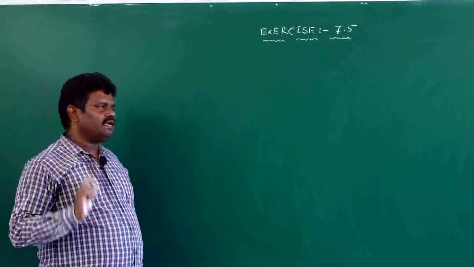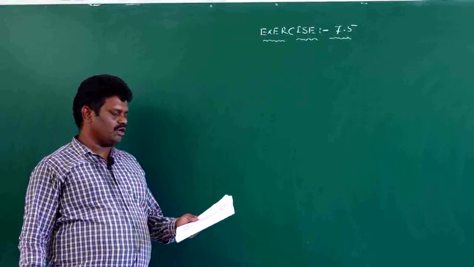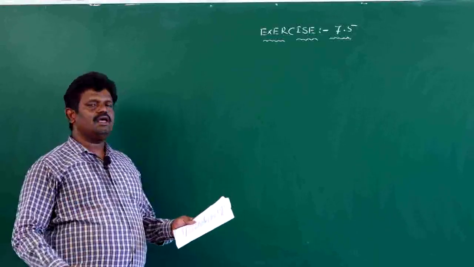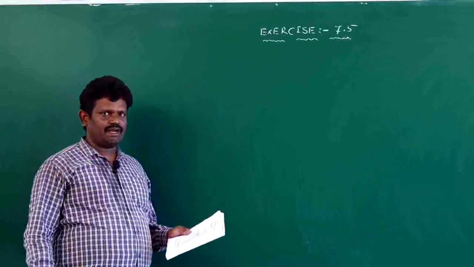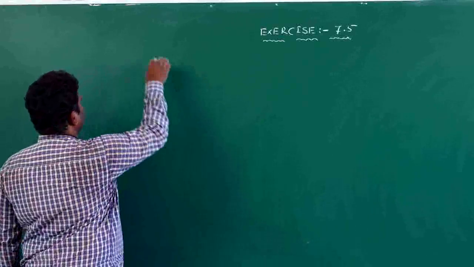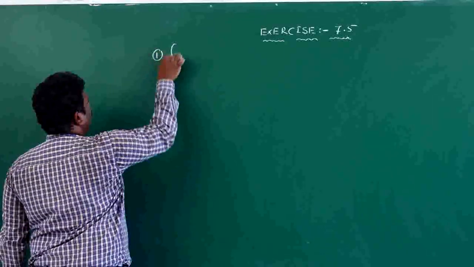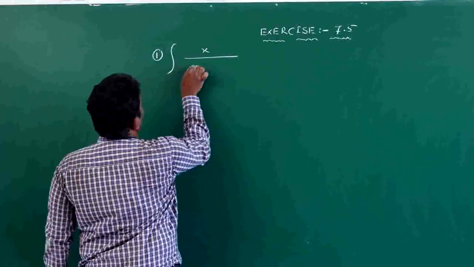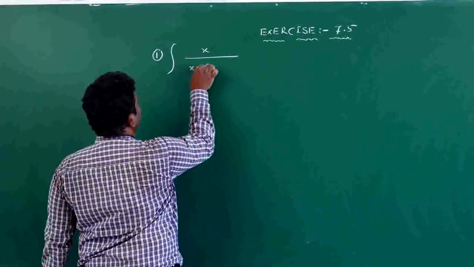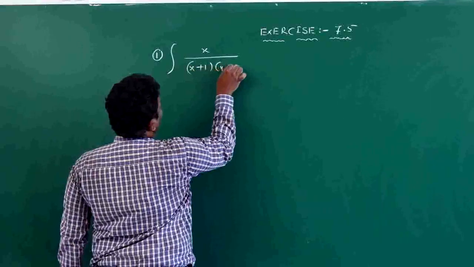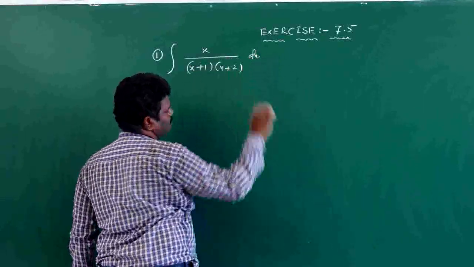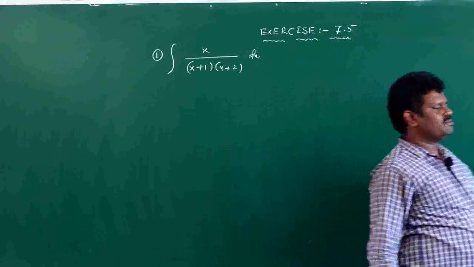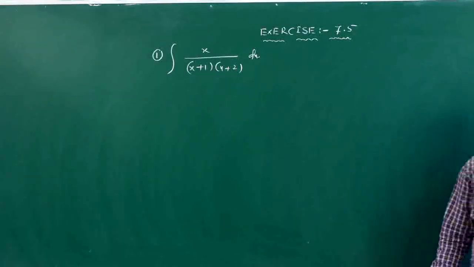Next, an exercise related to that concept is given, exercise 7.5: integrate the rational fractions in the following. So the first question: integral of x by x plus 1 into x plus 2 dx. Integral x by x plus 1 into x plus 2 dx.